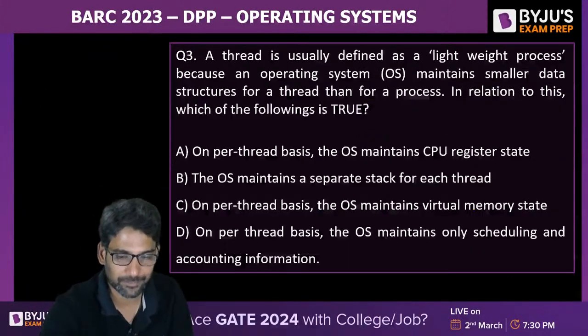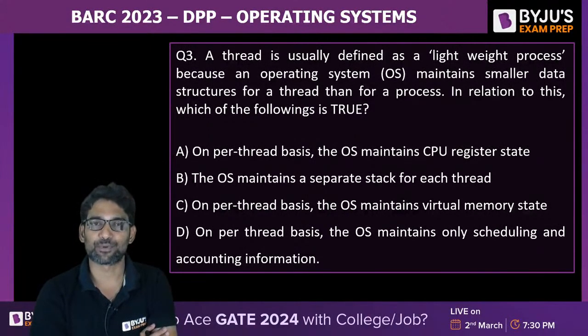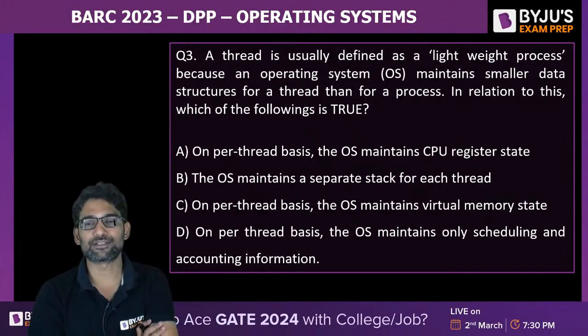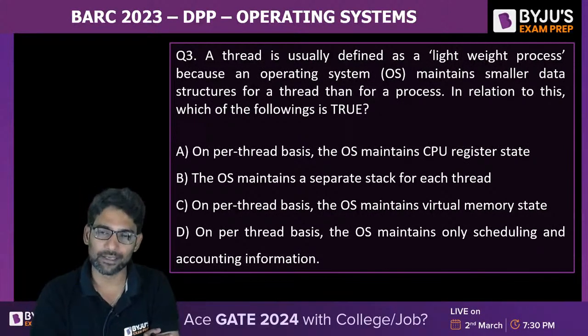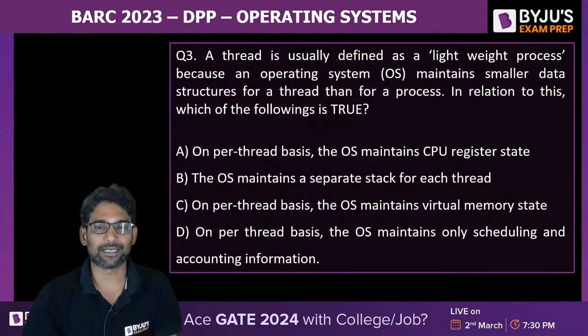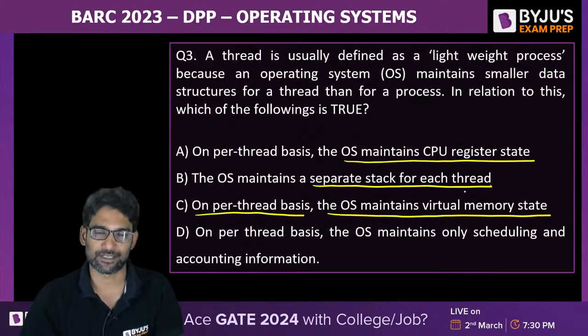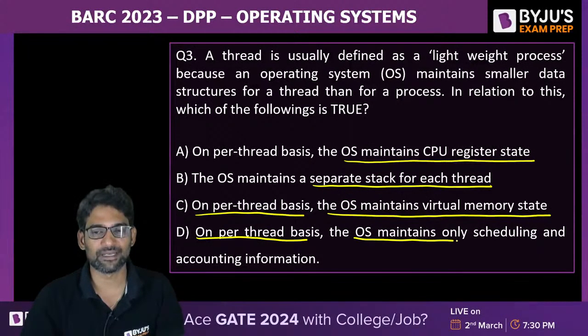Okay. Question number 3 on your screen. A thread is usually defined as a lightweight process because an operating system maintains smaller data structures for a thread than for a process. In relation to this, which of the following is true? Options: on a per thread basis, the OS maintains CPU register state. The OS maintains a separate stack for each thread. On a per thread basis, the OS maintains virtual memory state. On a per thread basis, the OS maintains only scheduling and accounting information.